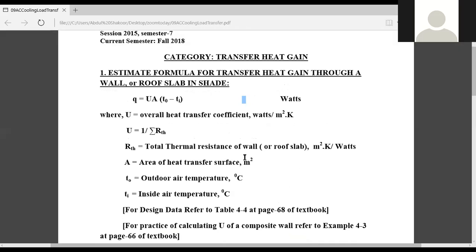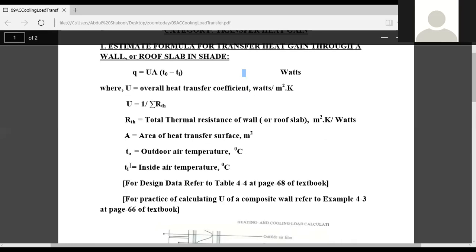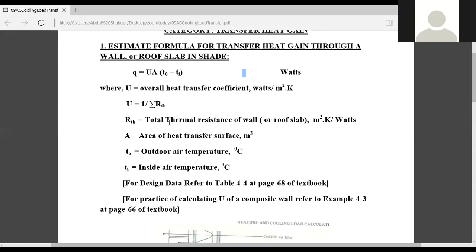Q is equal to U A (T2 minus T1). This is a very famous equation of heat transfer. Heat transfer calculated by this formula is called the transfer load. U is the reciprocal of all thermal resistances, sigma R_TH. How to calculate sigma R_TH?